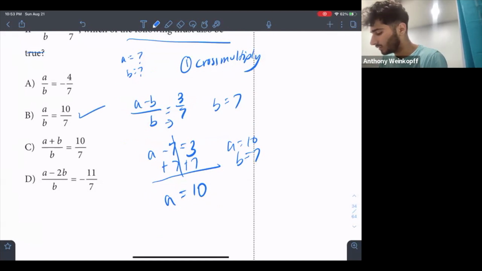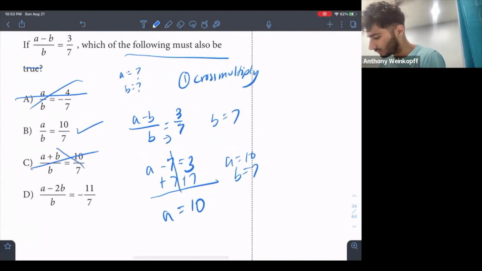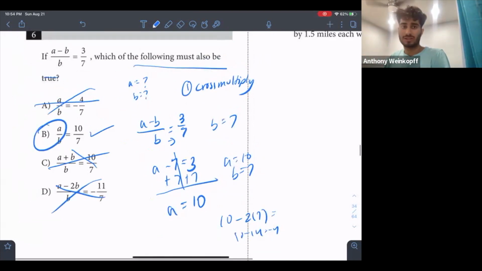A is equal to -4, no, it does not work. A plus b, which is 10 plus 7, 17, no, it does not work. A minus 2b, 10 minus 2 times 7, 10 minus 14, which is -4, it does not work. So our answer is choice B for question 6.